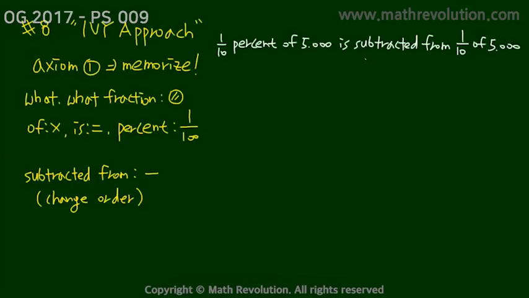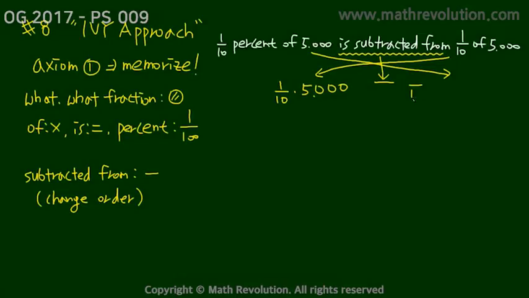Now let's translate this question into an equation. So you have subtracted from here, so this translates into a minus sign. And we said we change the order of the words that come before and after the phrase. So on this side of the equation, you get 1/10 of, so multiplying sign, and of 5,000. And on this side of the equation, you put 1/10%, so times 1/100 of 5,000, so multiply 5,000 again. Then we get 500 on this side, and minus 10 times 100 is 1,000, so we get 5. So overall, we get 495. So our answer is choice D.